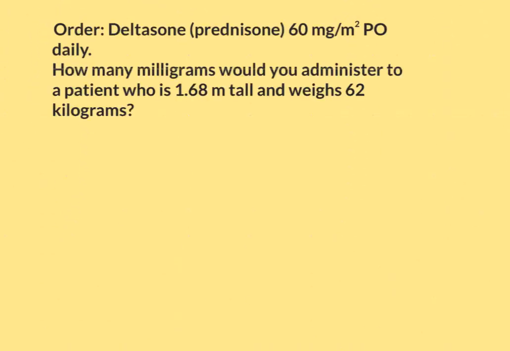Let's look at another example. Let's go back to a metric example. Here's an order for deltasone, prednisone, 60 milligrams per meter squared by mouth daily. How many milligrams would you administer to a patient who is 1.68 meters tall and weighs 62 kilograms? Let's first convert the 1.68 meters to centimeters.